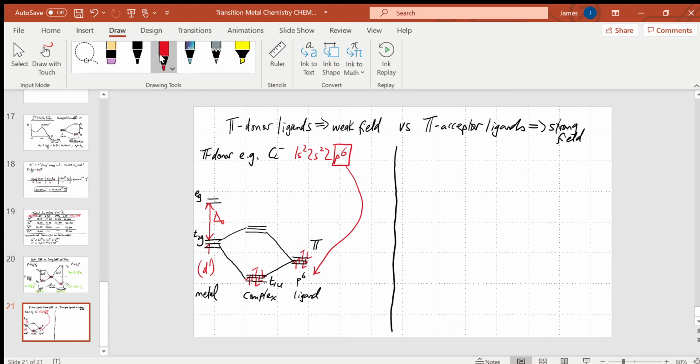Okay, so because these 6 have already gone in here, the metal electron has no choice but to go up here. So maybe actually I should do the metal in a different color. I'll do the metal green, to keep it distinct. So that metal electron has gone up here. So let's continue this diagram. Now the EG set is just too far away.